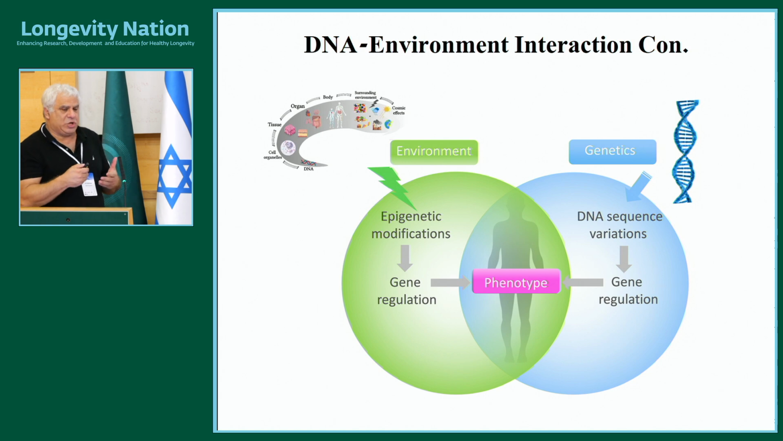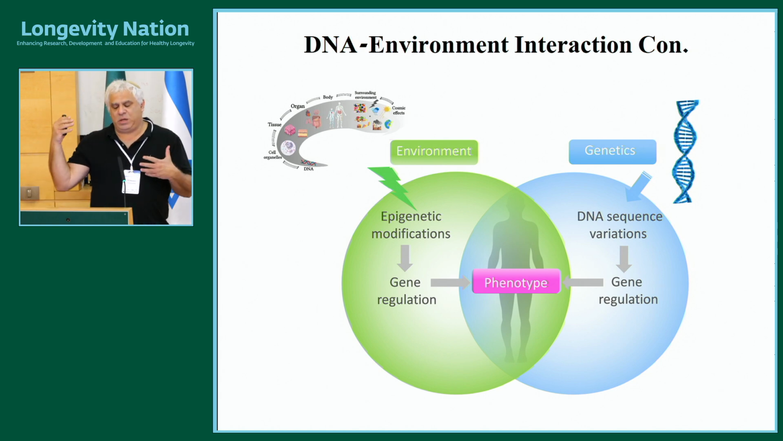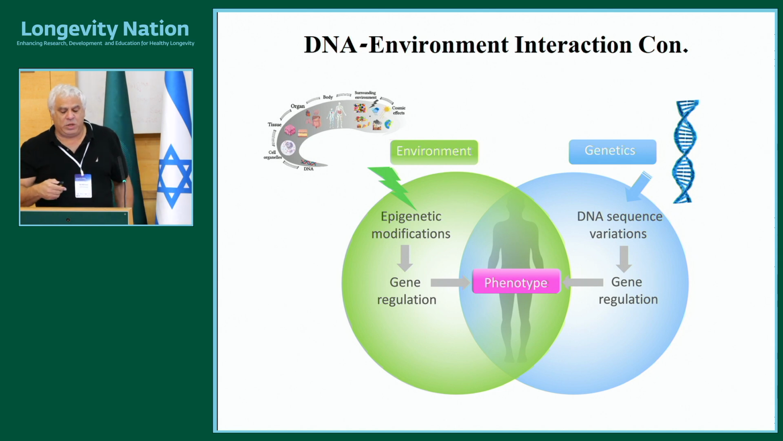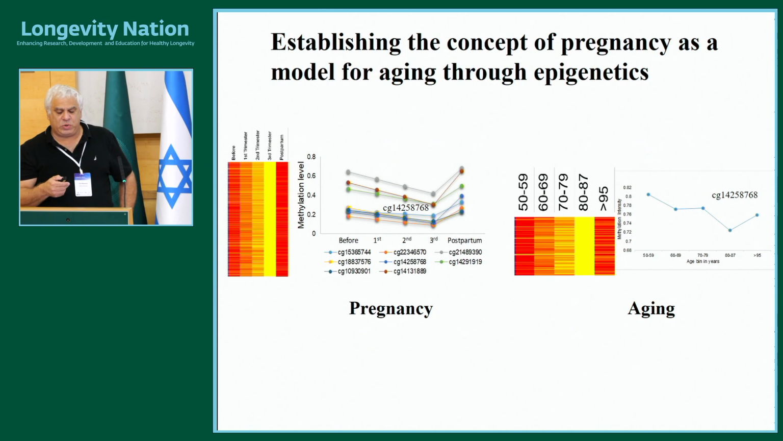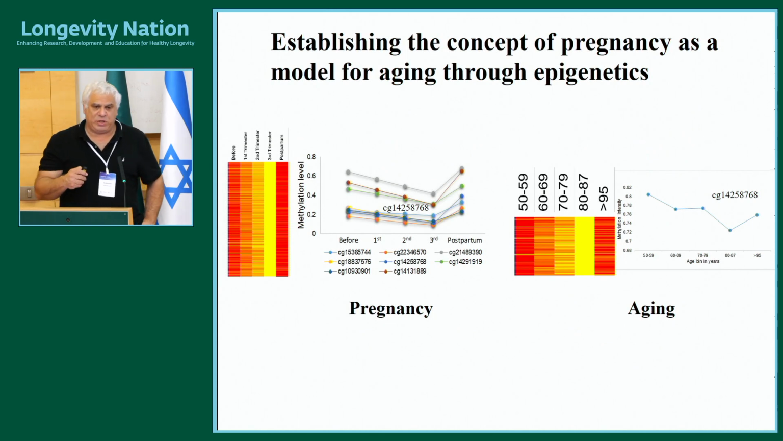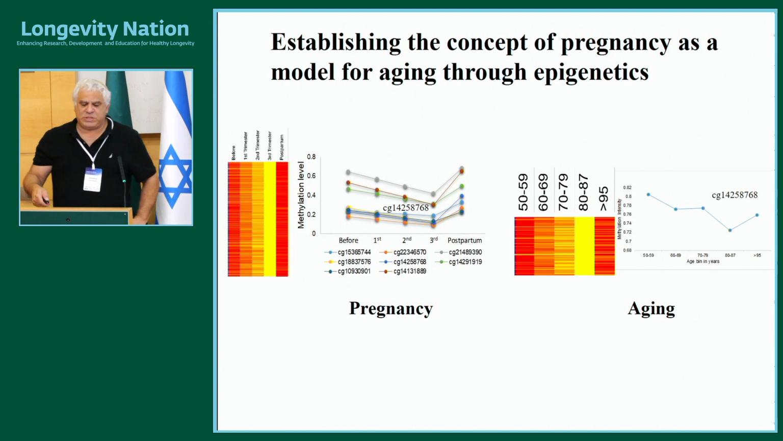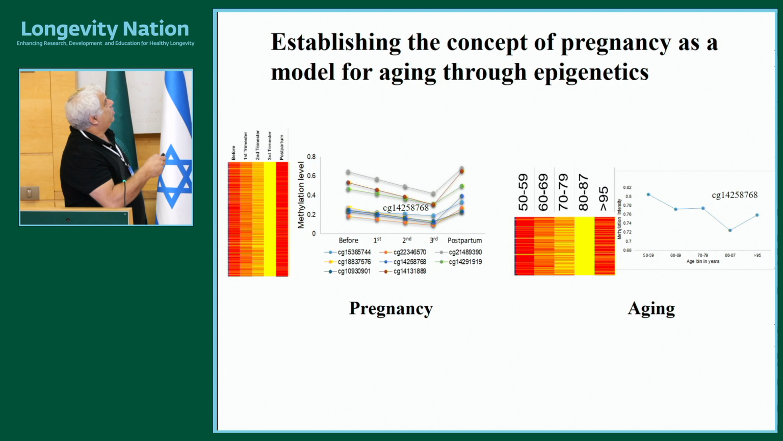And the combination of the environmental signal and the DNA signal will give you the phenotype of interest. So if we look at it, what you can see is the similarity between aging and pregnancy. You can see that there is a decline here, see the level of yellowish, until the third trimester, and there is an increase after delivery.